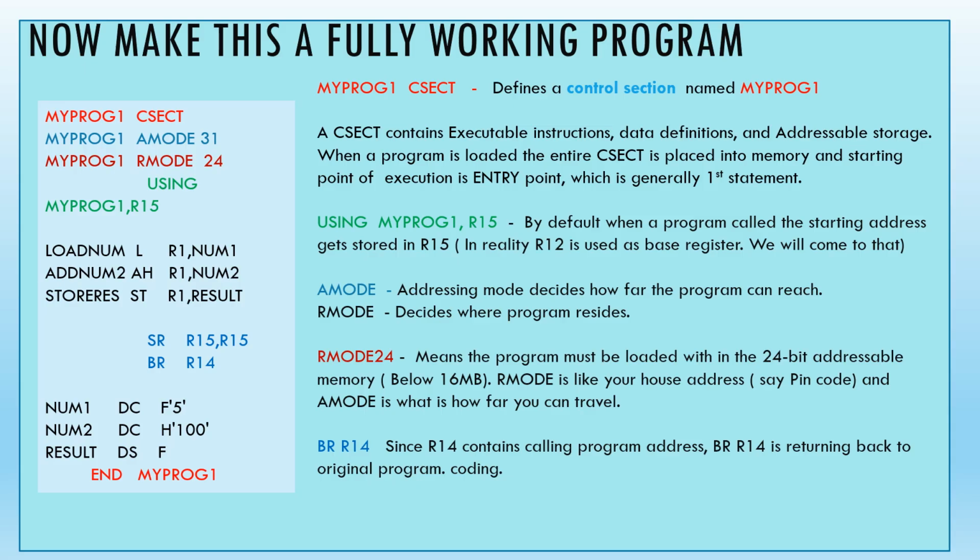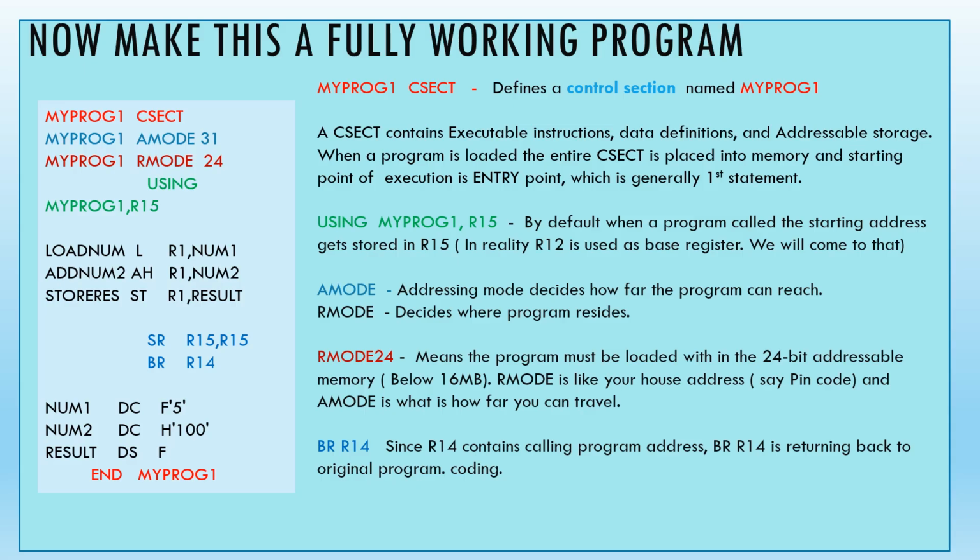Then we are saying using my prog R15. What are you trying to say? Every time a program gets loaded into the memory, the starting address of that particular program always goes and stays in register 15. Of course, we change it to register 12, that we will see in the subsequent programs. So it goes and stays in R15. So we are saying that anytime you are doing a calculation of the displacement, use the starting point as R. What are the address in the R15?